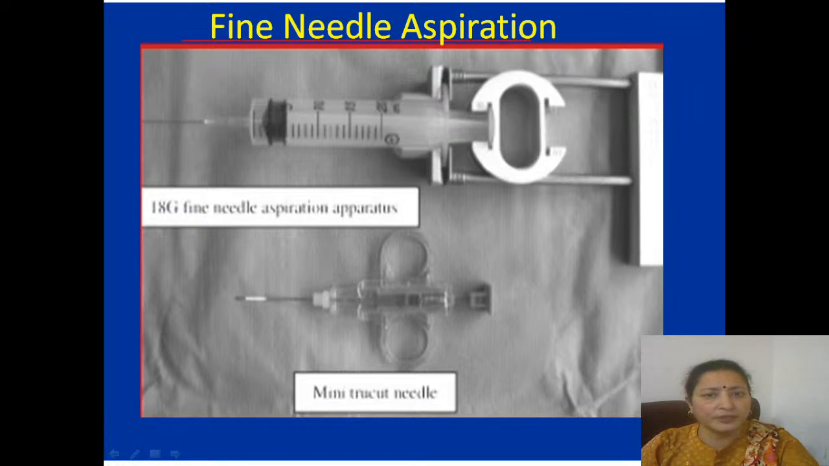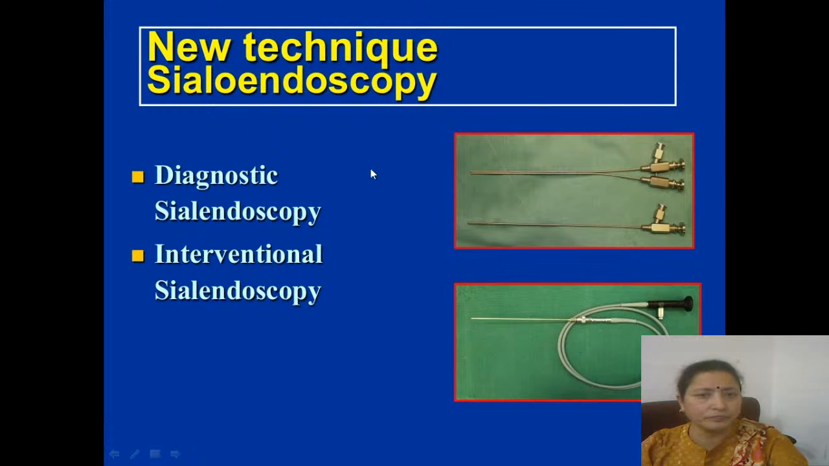Then the most important thing is getting an aspirate and getting the cells to be seen under the microscope to find out what the condition is, whether it's a benign condition, whether it's a malignant condition, or it's just an inflammatory thing. Sometimes the glands increase in size due to chronic inflammation, and we can pick up some pus cells and see them under the microscope.